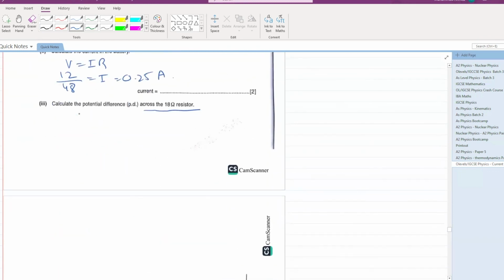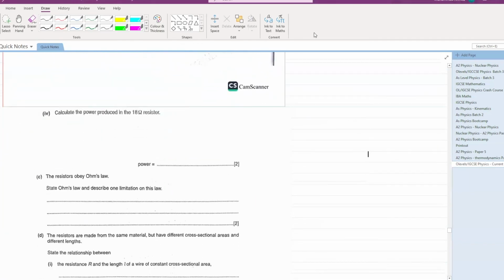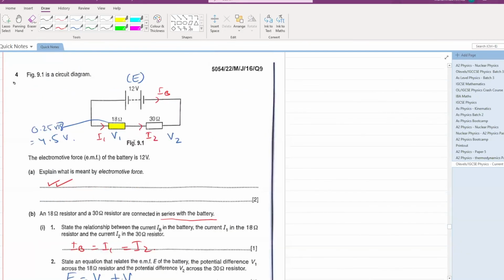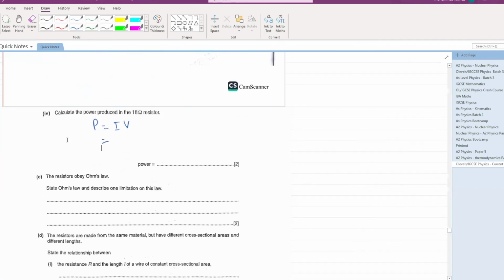Simple. Let's move ahead. Once you have calculated the potential difference across the 18 ohm resistor, the examiner is asking you to calculate the power dissipated across the 18 ohm resistor. So how will you do that? Power is equal to IV. What was the current across the 18 ohm resistor? Did we calculate the current? Yes, 0.25. What is the voltage? 4.5. Multiply both of them. 0.25 into 4.5. Your power comes out to be 1.13.